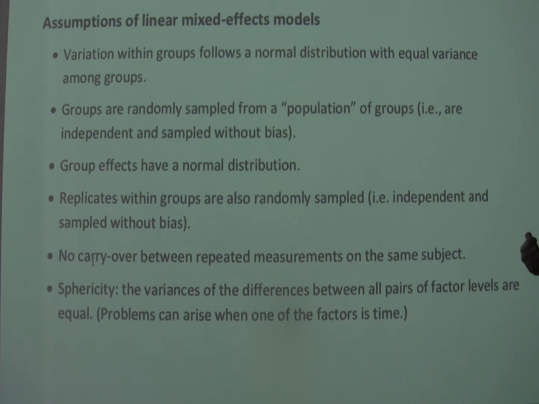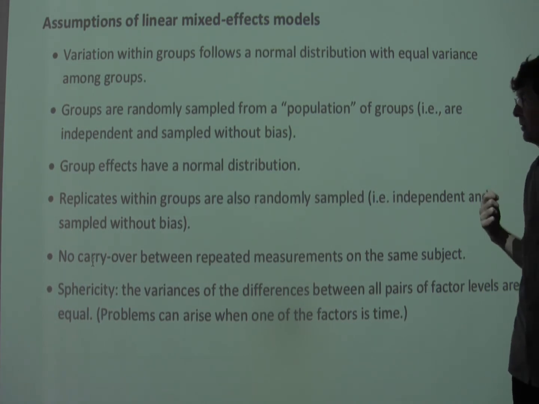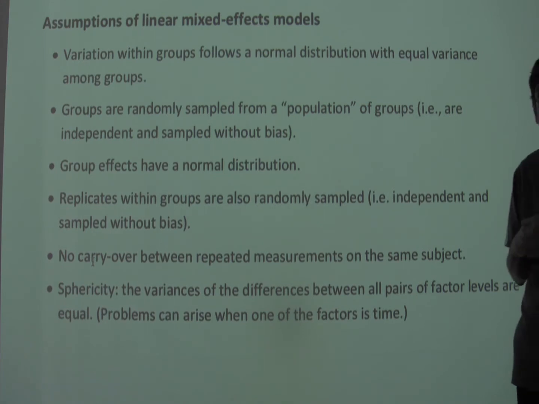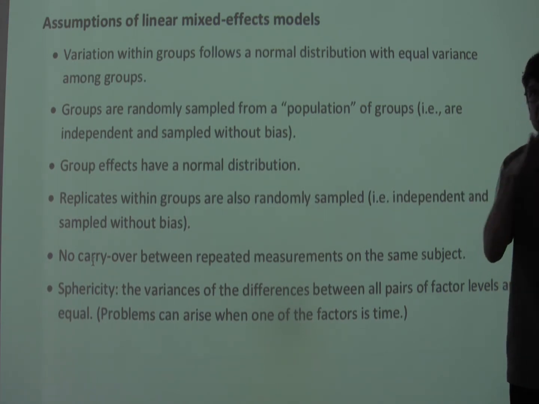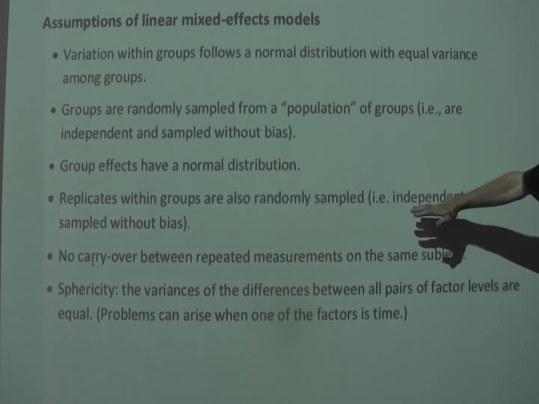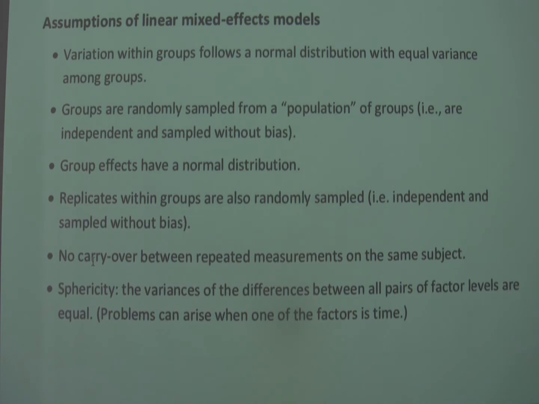So the individual moth effects, clonal effects, or the individual pond effects, if we could estimate those pond effects, we would see that they had a normal distribution. The analysis assumes that as well. You assume that replicates within the groups are randomly sampled, so the siblings are randomly sampled from the families, and that they're sampled without bias. Also that there's no carryover between repeated measurements on the same subject.